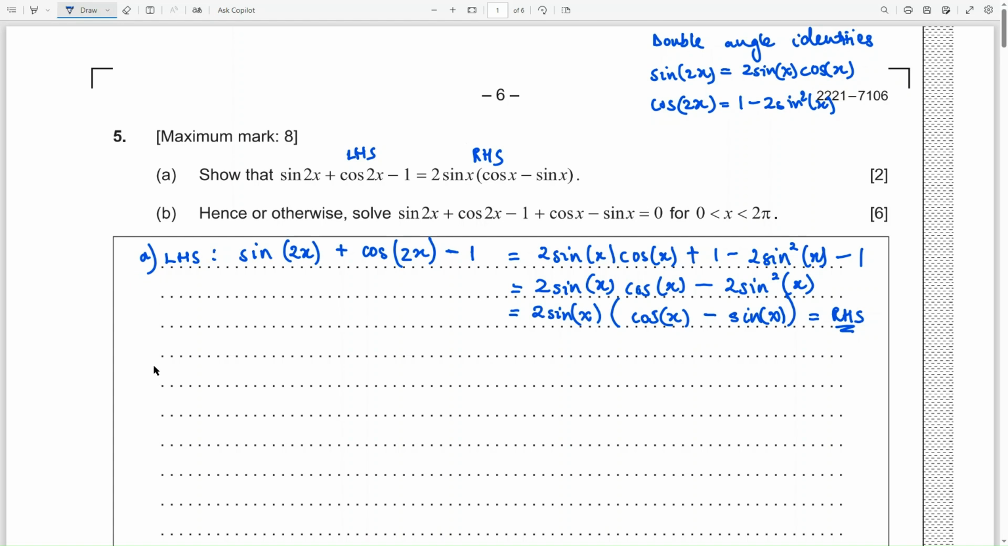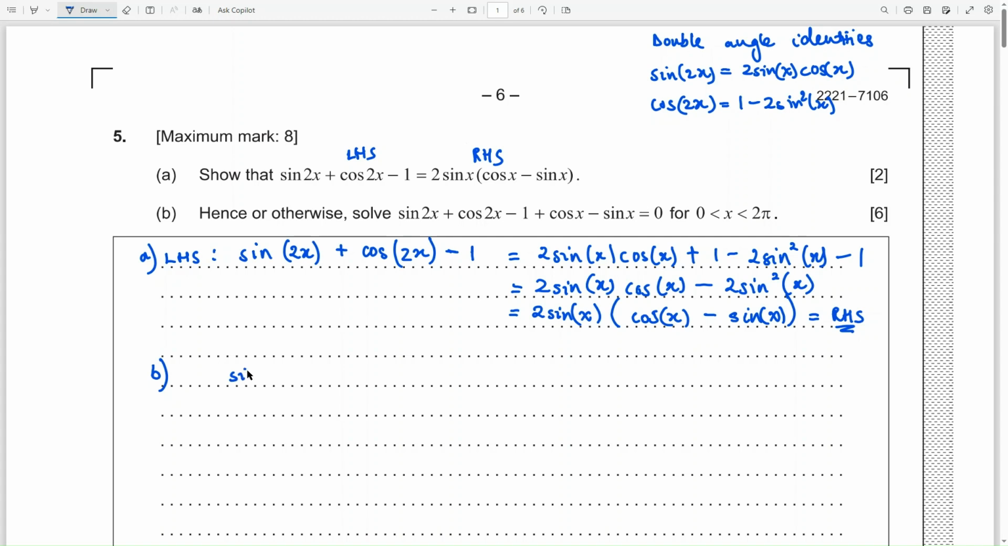Part B says, hence or otherwise, solve sine 2x plus cos 2x minus 1 plus cos x minus sine x equal to 0 for any values of x that are between 0 and 2 pi. When it says hence or otherwise, it's basically saying now that you know that you can rewrite this expression with this expression, you can substitute them for each other. Then now solve this equation.